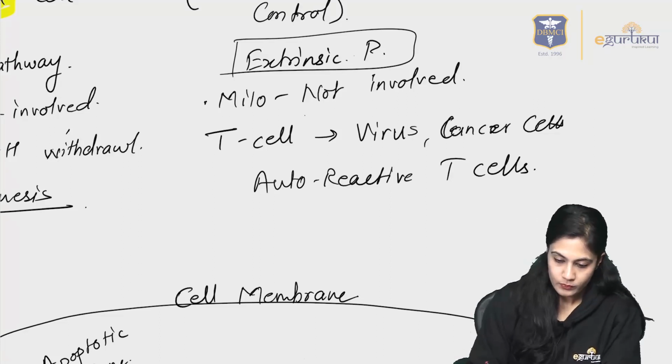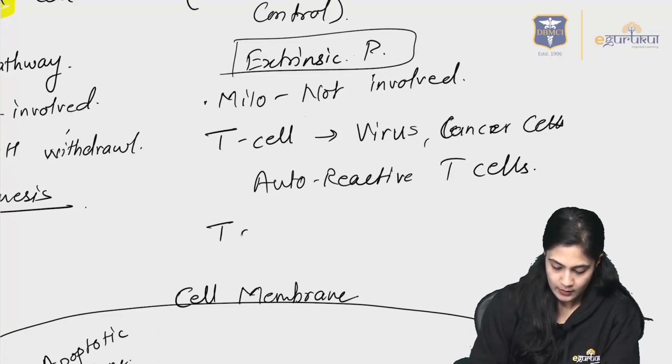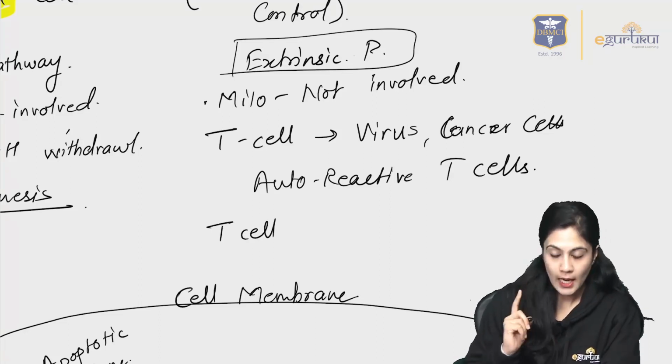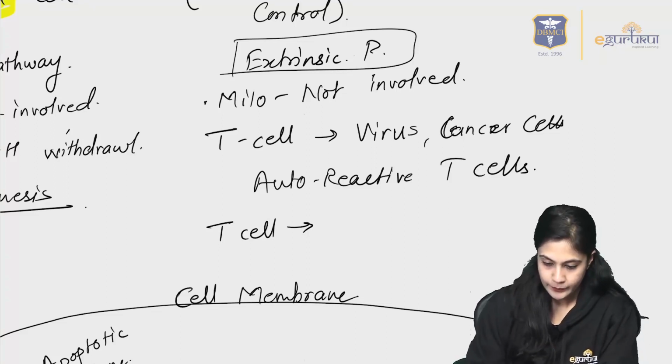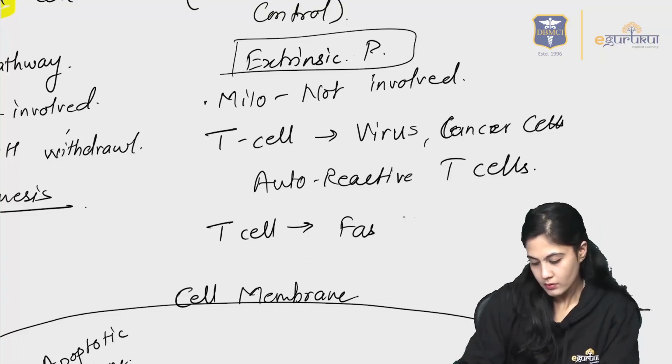Now what happens is there is a T cell, right? And there is a ligand, that is Fas ligand.